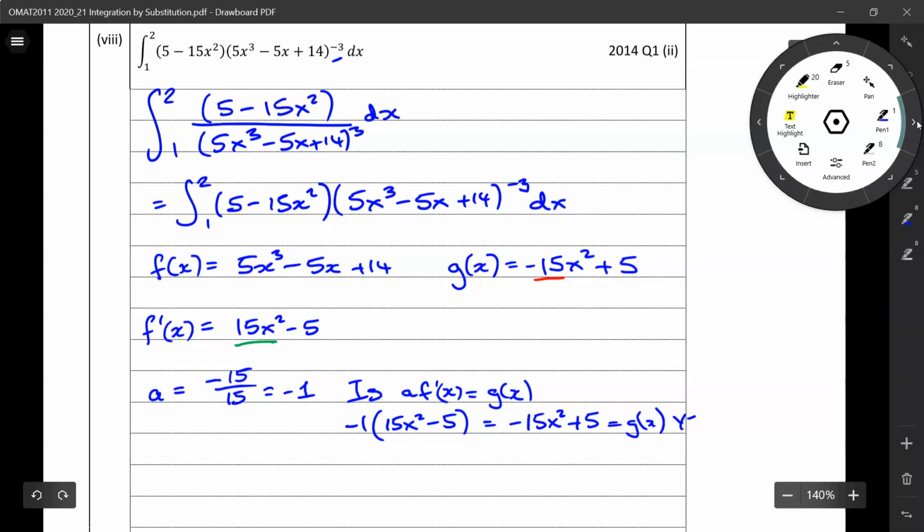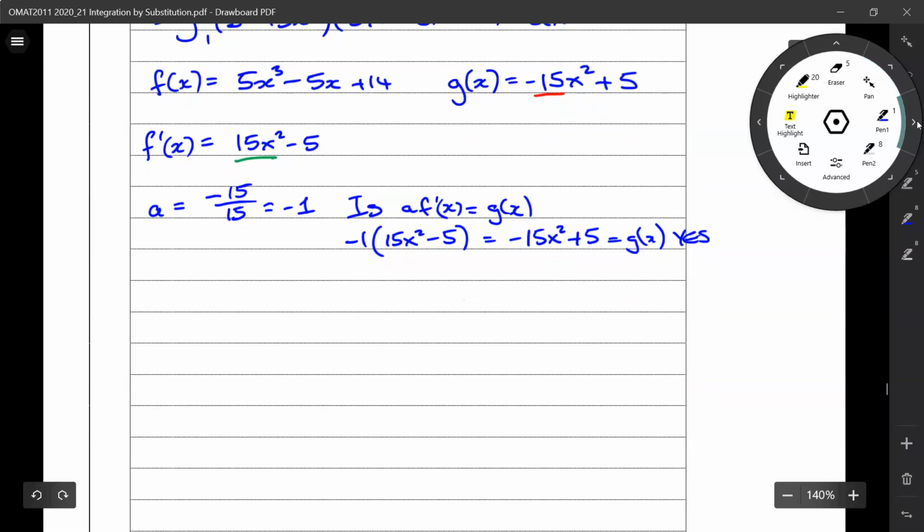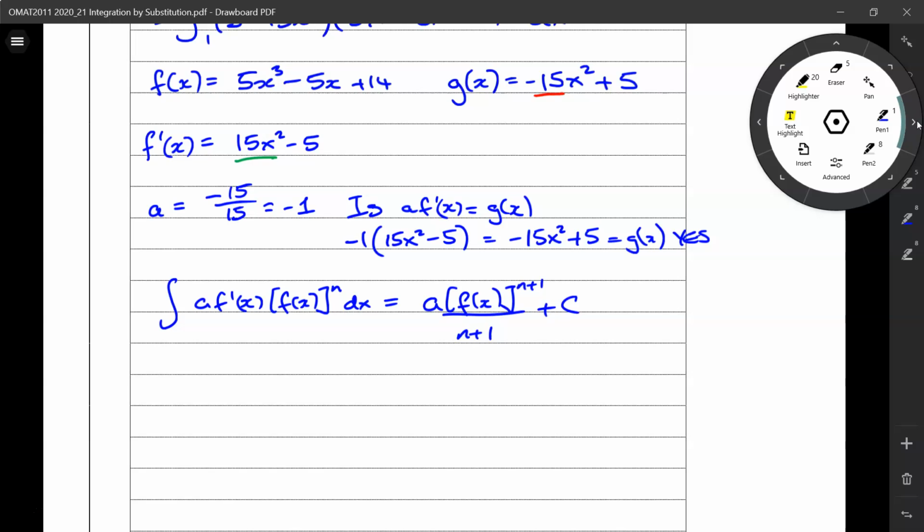So that is yes. Once we establish that, we're able to use our rule, and our rule is the integral of a times f prime of x times f at x to the power of n dx is equal to a times f at x to the power of n plus 1 divided by n plus 1, plus the constant of integration. So that's the general formula which we can apply.